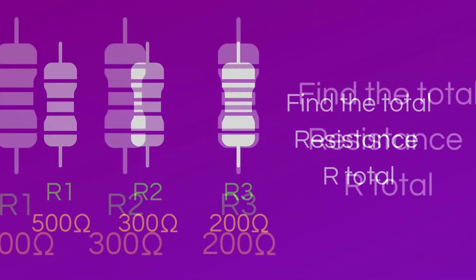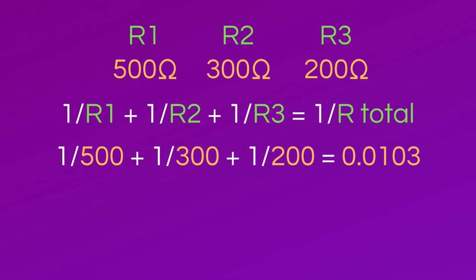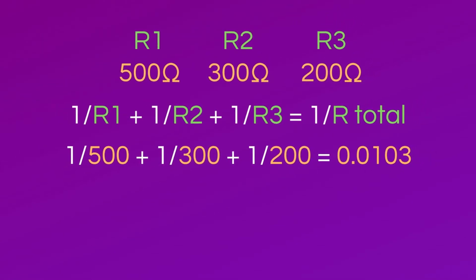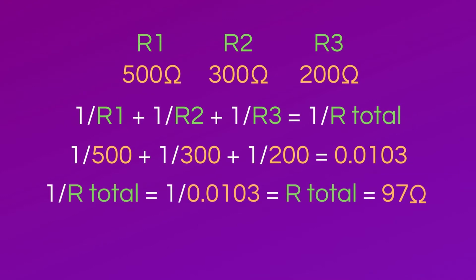By plugging these values into the equation, you get a 1 over RT value of approximately 0.0103. To find RT, take 1 and divide it by the 1 over RT value calculated previously. This gives you a total resistance value of approximately 97 ohms. What you should notice is that by putting resistors in parallel, you reduce the overall resistance of the circuit.